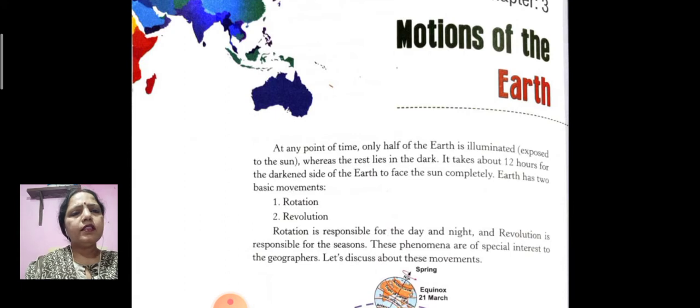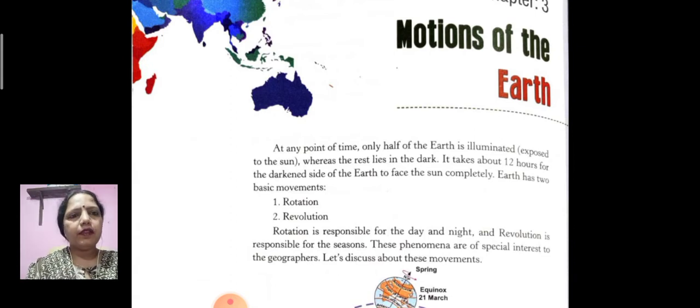In this chapter we will know about the motions of the earth. As we know, there are two types of motion of the earth. Number one, rotation, and number two, revolution. So now we will know about them one by one.